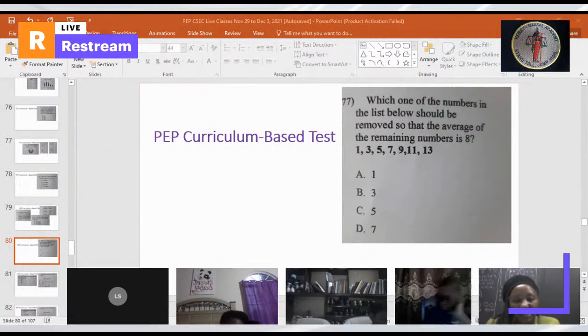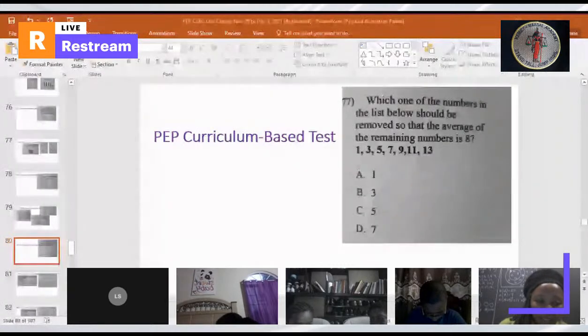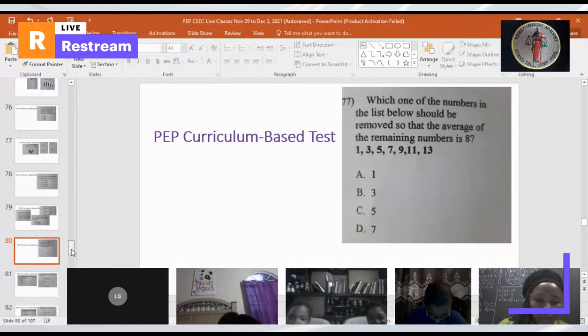If you take out 1 and add the other numbers, some persons are saying 48, some persons are saying 38. Which one is it? It's 48. Double checking. And if we divide 48 by 6, we're going to get 8. So the average would be 8. So the answer is A. If we remove the 1, then the remaining numbers would have an average of 8. All right, 3 questions to go.